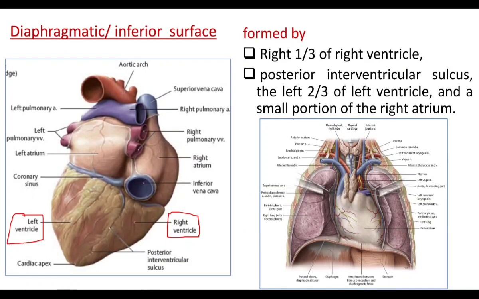Then coming to the inferior surface or the diaphragmatic surface, this is the part of the heart which is related to the central tendon of diaphragm. So this particular area is situated over here. What is it mainly formed by? Mainly by the left ventricle and partly by the right ventricle.